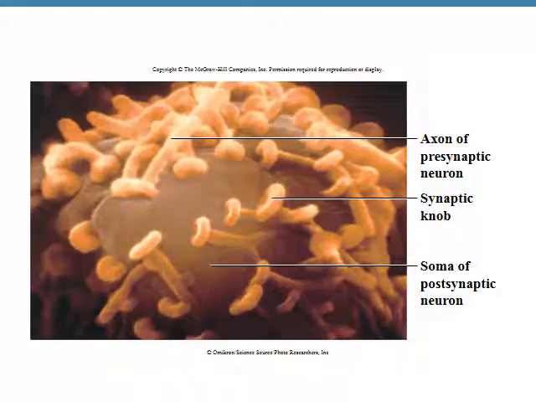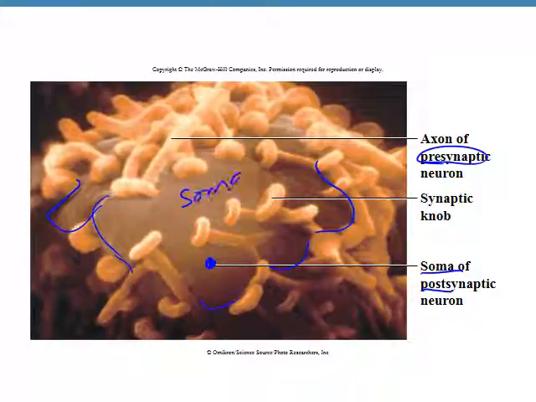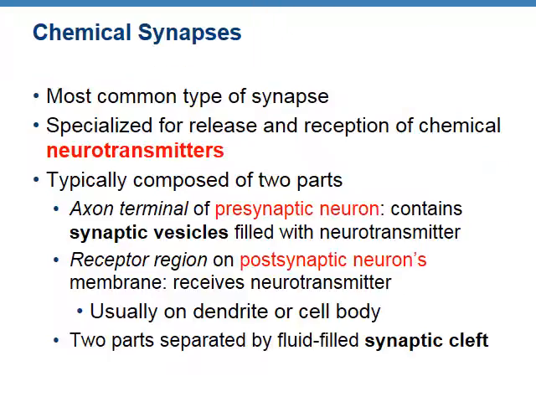I like this picture because it shows you many presynaptic neurons touching the soma of one postsynaptic neuron. All of this material here, this darker color, is the soma of another neuron. Here you can see we've got hundreds of presynaptic neurons all converging on this one soma of a postsynaptic neuron.